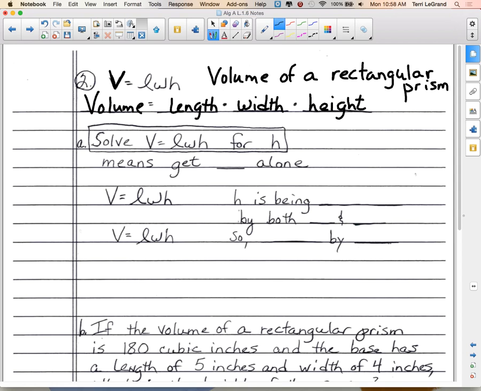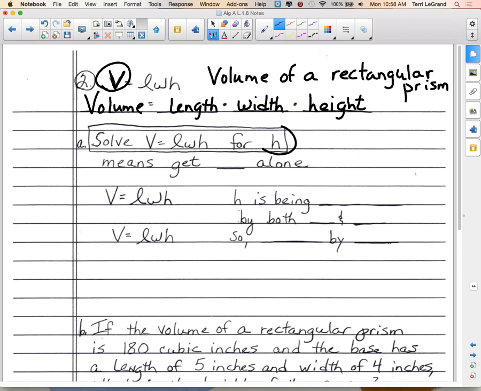Okay, so right now that volume formula is solved for what? V equals LWH. What's it solved for in that form? Remember what solved for means? Whatever it is solved for is by itself. What is by itself right now? The V. So right now, this is solved for V, because V is by itself.